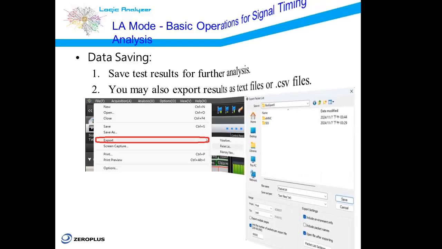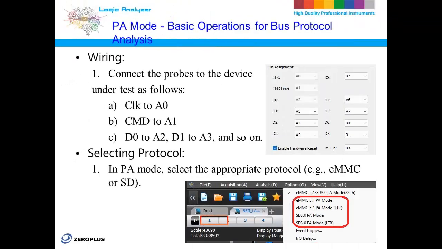In Protocol Analyzer mode, you'll be performing protocol-level analysis to extract and interpret specific protocol data from the electrical signals. To ensure accurate measurement results, we first need to set up proper hardware connections and select the correct protocol. Now, let's dive into how to set up these basic steps.